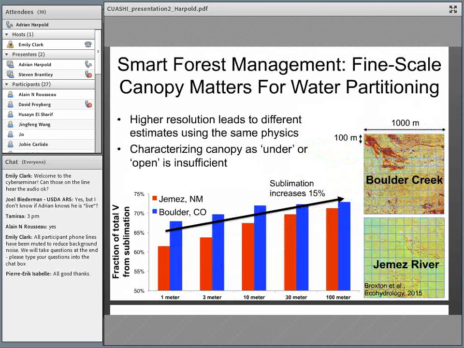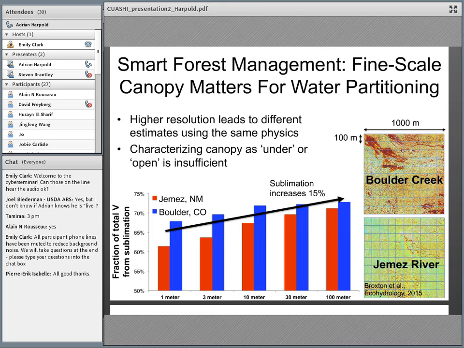But what's actually more powerful about a fine-scale model like this is that it shows you the importance of these finer resolutions. So when we look at the fraction of vaporization, or V, coming from sublimation, when we run the model at different scales, so we're not changing the physics of the model, we're not changing the forcing, we're simply smoothing the vegetation by coarsening the model to what would be considered high resolution for many hydrology models at 30 or 100 meters, we're seeing the partitioning of vapor losses change.